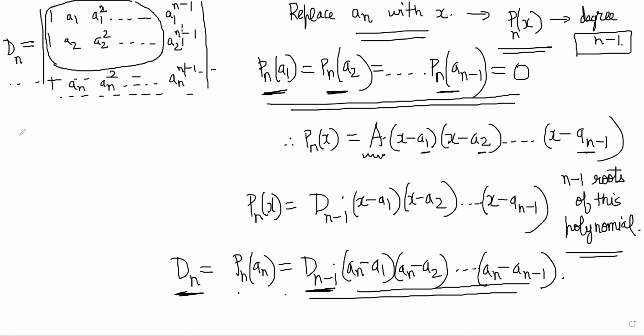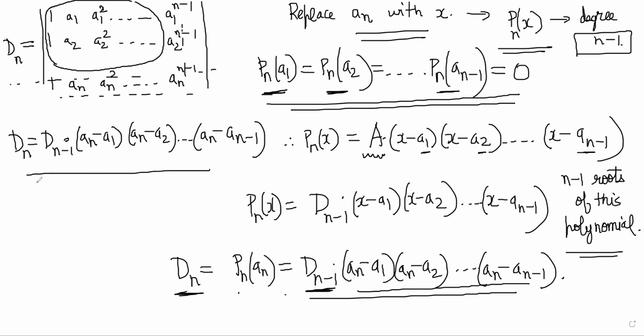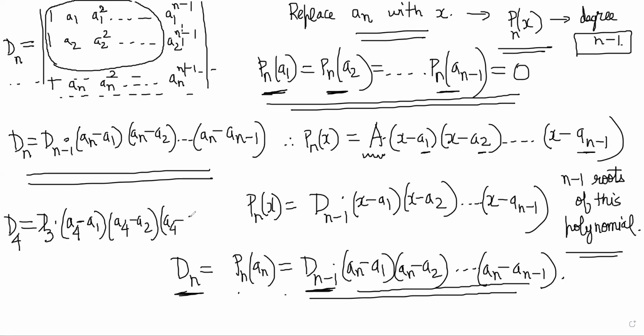So what I have gotten now is a recursive relation. Dn is equal to D(n minus 1) multiplied by (an minus a1)(an minus a2), and so on till (an minus a(n minus 1)), right? So imagine if you had a question like D4. D4 would become D3 times (a4 minus a1)(a4 minus a2)(a4 minus a3), right? And now D3 we have already calculated, right? So you get a recursive relation.